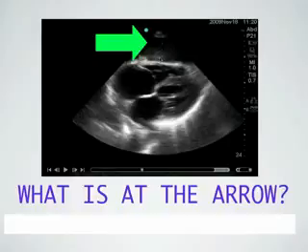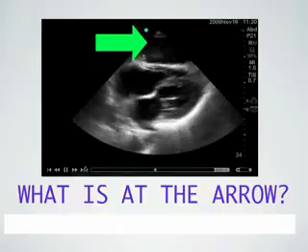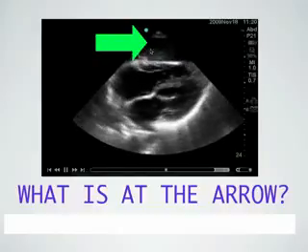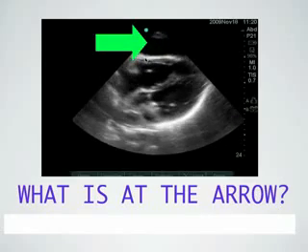Here's part of it. But there's this relatively anechoic area. This anechoic area represents fluid, just like this fluid in the heart. What this shows is that this is not just liver over here, but there's fluid in the abdomen. So this patient has ascites. So let's take a look at the liver coming and going in this picture. And we can see here the liver.